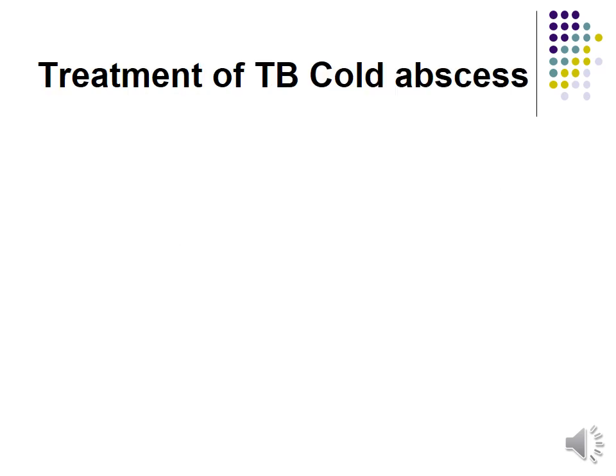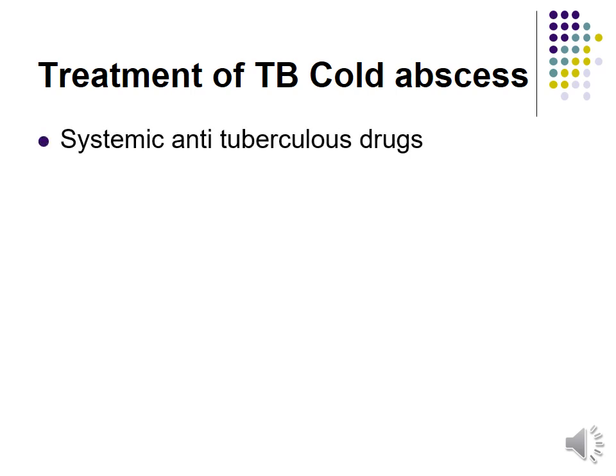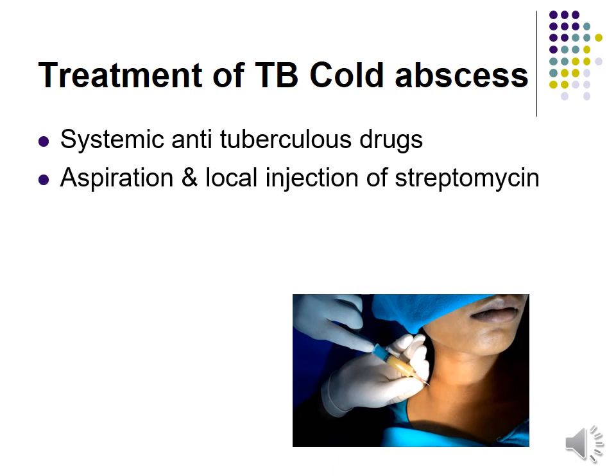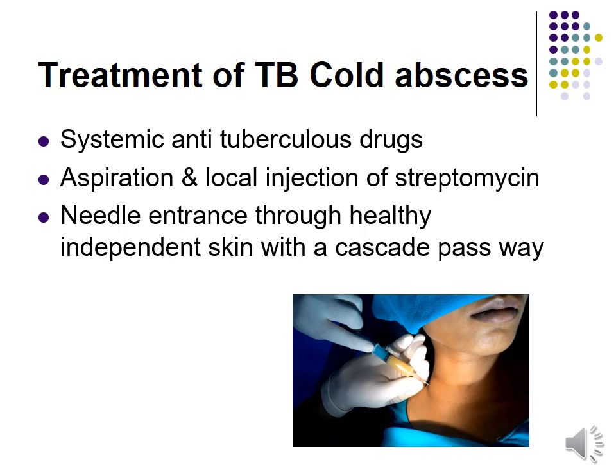Treatment of TB cold abscess. Systemic antituberculous drugs have to be started, to see if they are enough to deal with the case or not. If not, and the cold abscess persists, you can try aspiration with local injection of streptomycin. The needle enters through healthy, independent skin. You see here that he puts the needle from above, with a cascade pathway in the subcutaneous tissue and the skin, to try to prevent formation of a sinus or chronic sinuses.